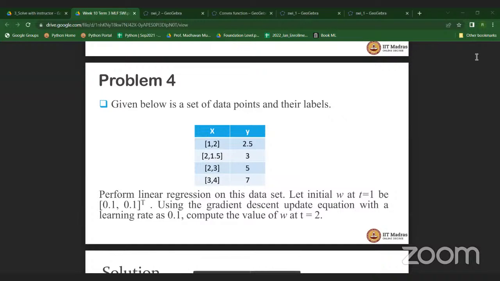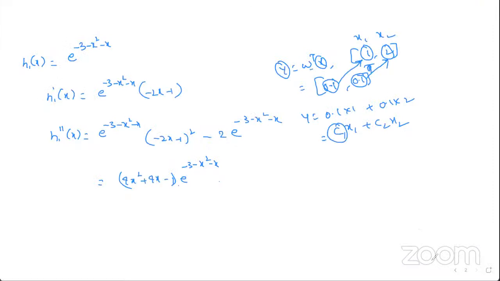Shall we look at the solution? Yes, sir, we can see. There's nothing new for us here. All we have is the normal formula substitution, and we'll get the answer.